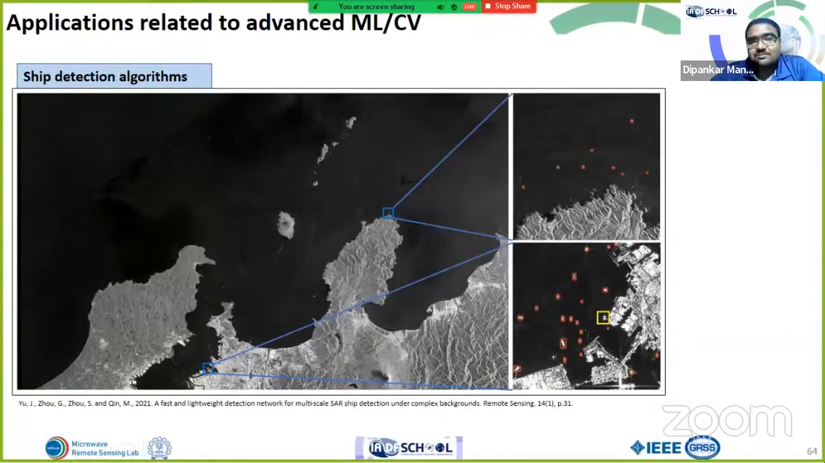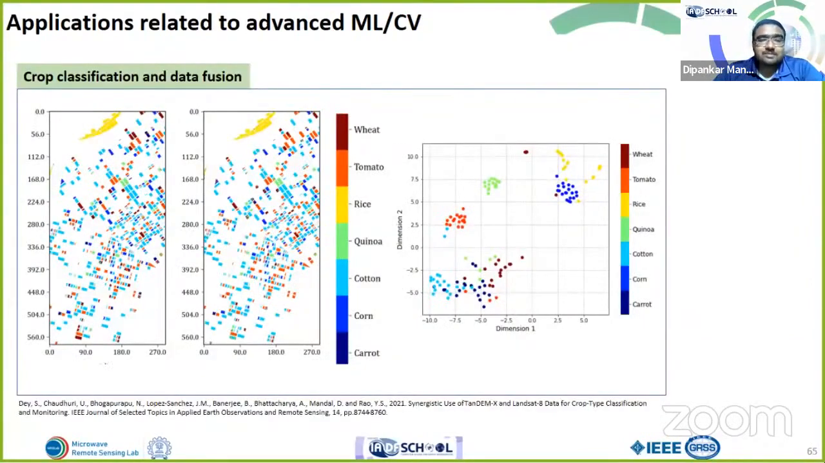For this purpose, instead of optical images, microwave images play a big role, as they are cloud-free and there is less impact of clouds on these images. And there are other applications in crop classification and data fusion techniques, where it is very difficult to identify multiple crops in optical images instead of only two or three. In microwave, it is more related to the dielectric and geometric properties of the target. Hence, it can be utilized for multiple crop classification within the same season. As you can see in this image, you can easily identify around seven crops from the scene using data fusion techniques along with optical and microwave images.